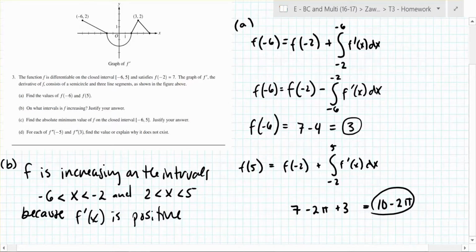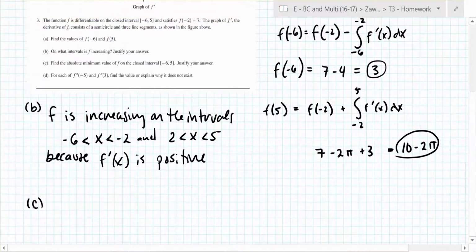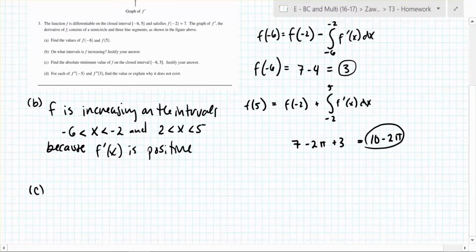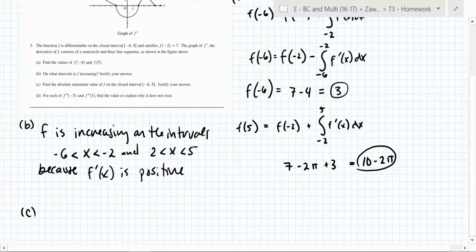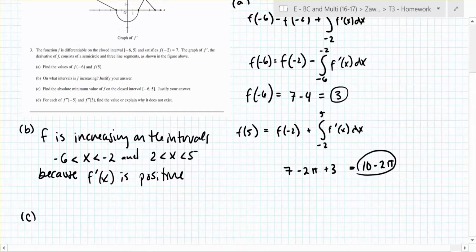So now we can move on to part C. Part C says find the absolute minimum value of f on the closed interval -6 to 5. Justify your answer. If we're looking for an absolute minimum value, we want to look at where f prime of x is 0. But since it's asking us to find an absolute minimum, we also need to check the endpoints, because we don't know where the graph of f actually starts.